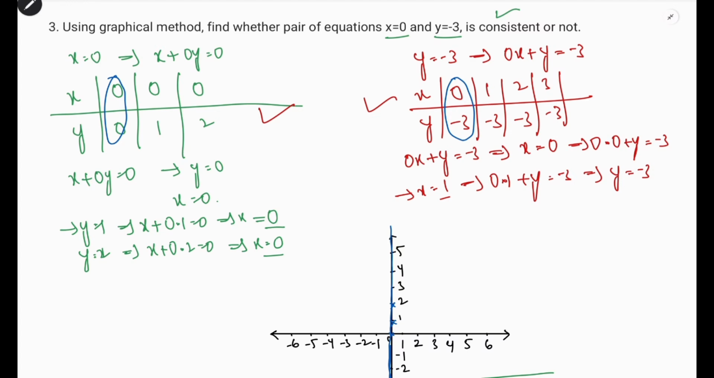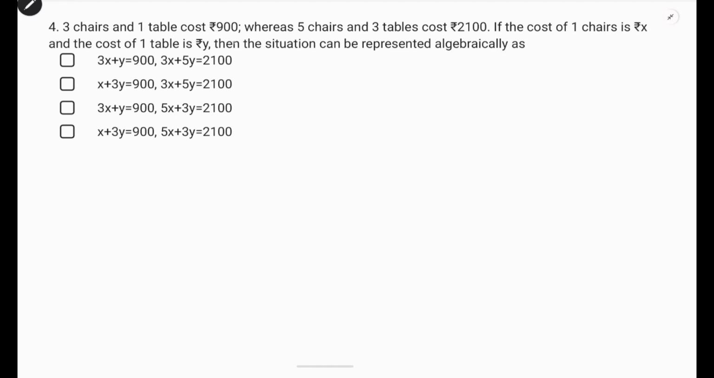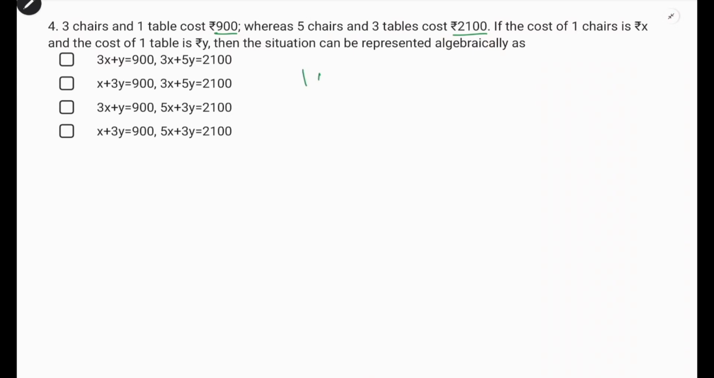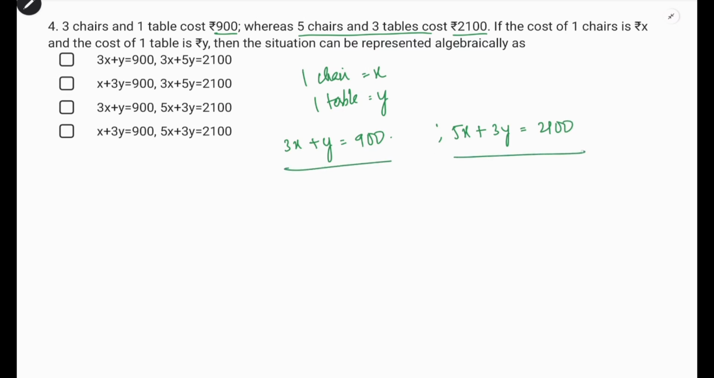Okay, next one. 3 chairs and 1 table cost 900, whereas 5 chairs and 3 tables cost 2100. 1 chair costs x and 1 table costs y. Now we will represent this as equations. It is 3 chairs, 3x, plus 1 table, y, is equal to 900. And this one, 5 chairs, 5x, plus 3 tables, 3y, is equal to 2100. These are the two equations. Now see, the third option is the correct one: 3x plus y is 900 and 5x plus 3y is 2100.